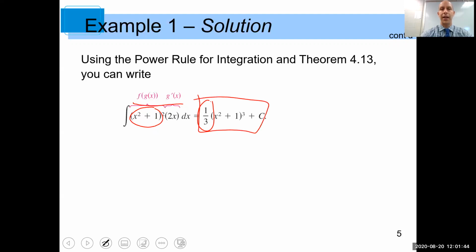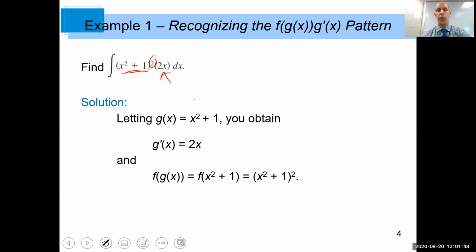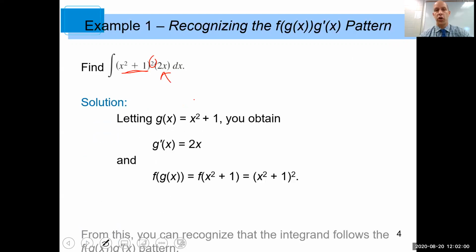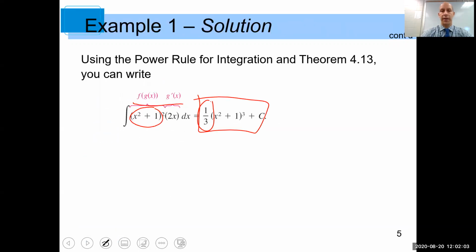This is the answer. Before I showed any of this work, I commented that some of you could just do this in your head. In fact, if this was a quiz or a test question, many of you wouldn't even need to show any work, and you'd be able to jump right to this answer. So that's pattern recognition.